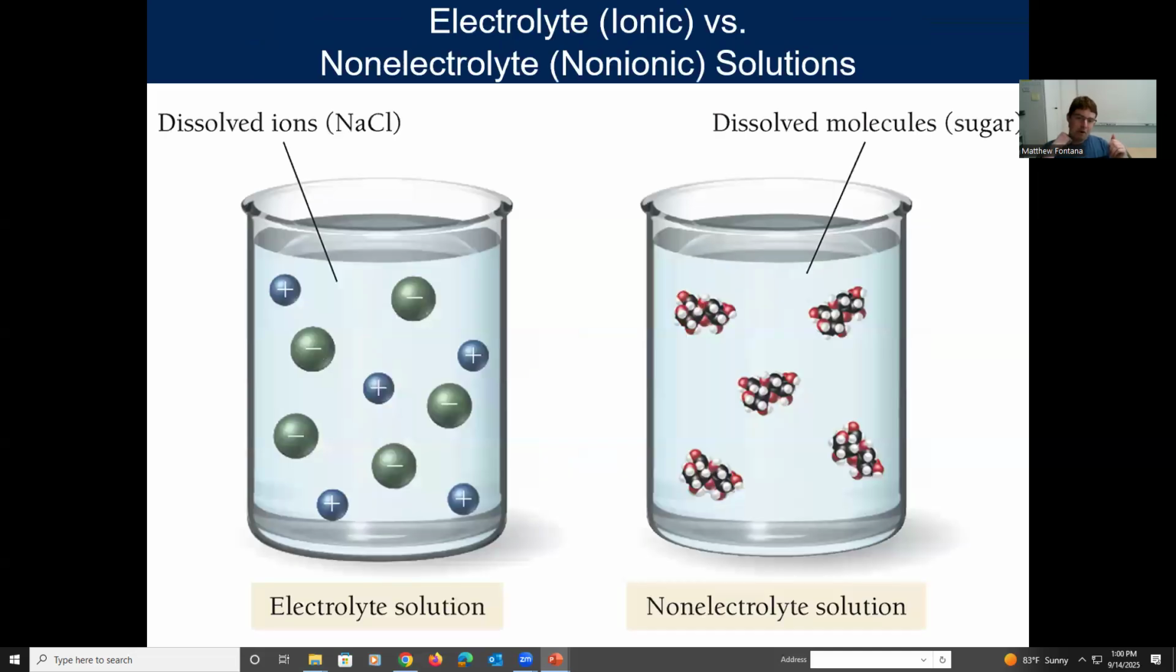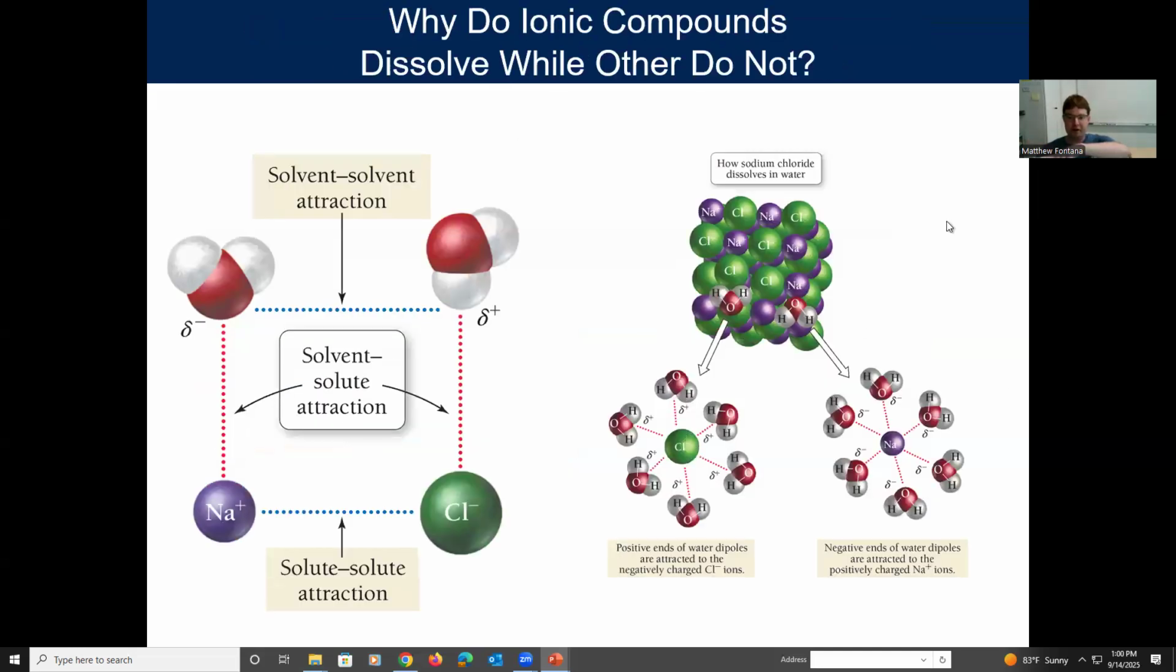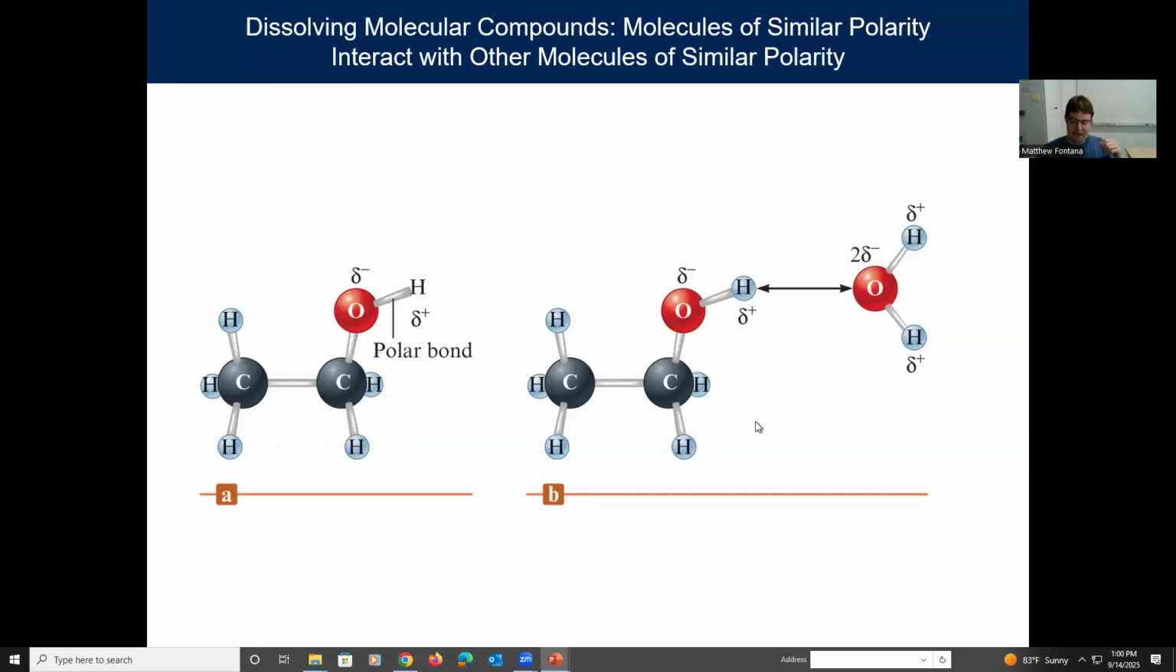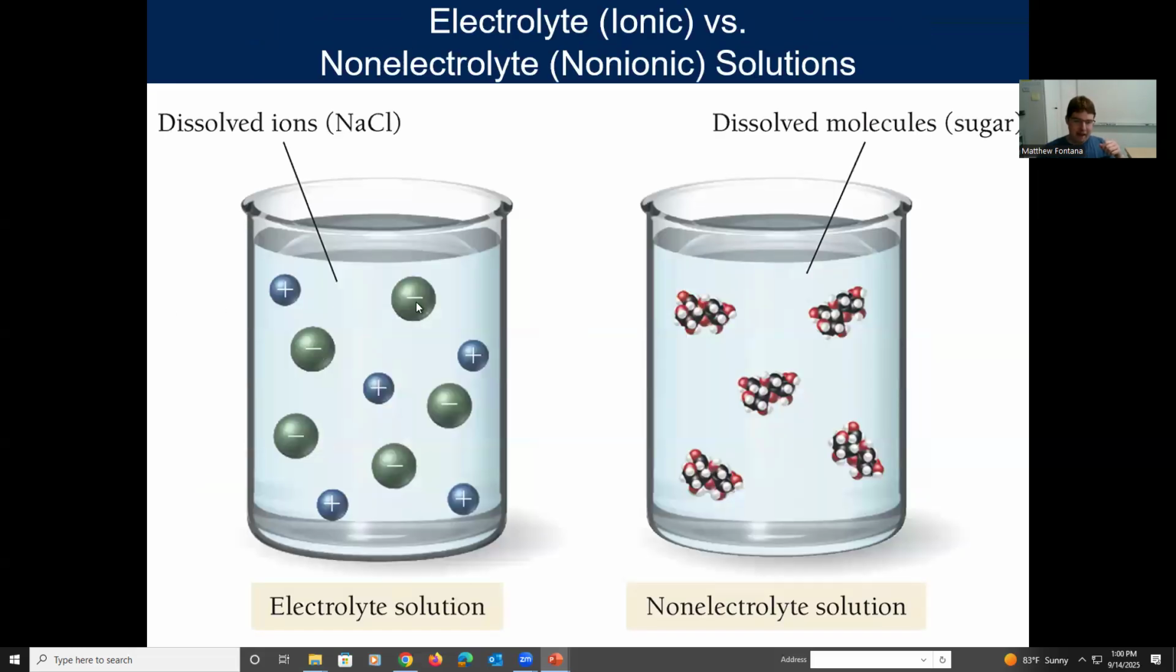One other thing your book talks about is an electrolyte versus a non-electrolyte solution. If you take sodium chloride and dump it in water, you get the picture like we have over here, with anions and cations. You'll notice that we have one, two, three, four, five negative charges, and one, two, three, four, five positive charges.